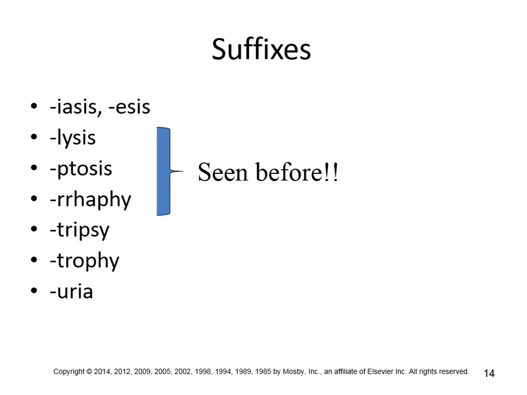Tripsy means surgical crushing, and this is going to be used for things like kidney stones. So instead of having a person just try to pass it, so to speak, oftentimes they might go in and mash them up or surgically crush them, and that's when you would have tripsy. Trophy is going to be development, hypertrophy, hypotrophy, that kind of thing. And urea is urine or urination.